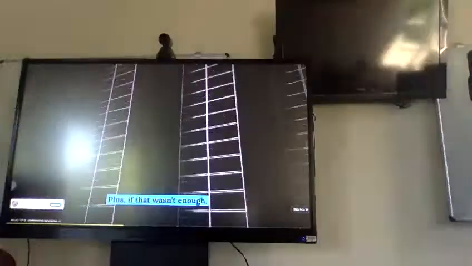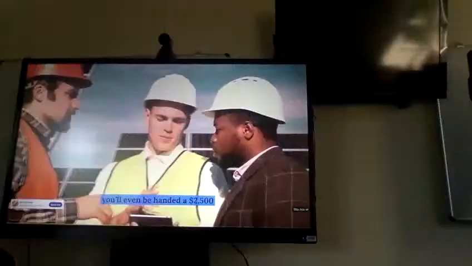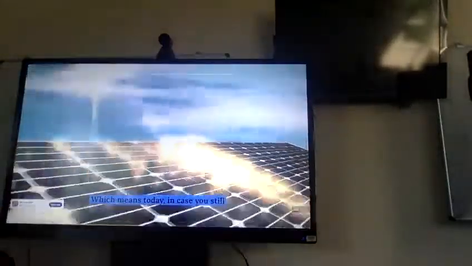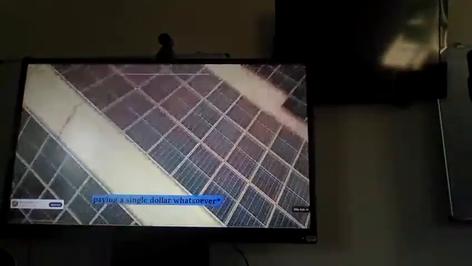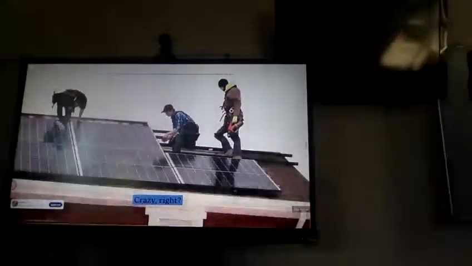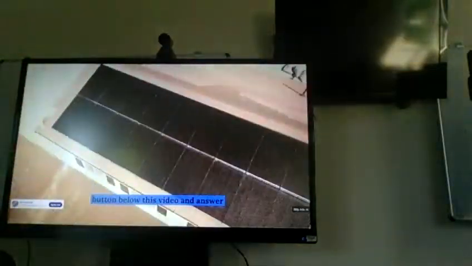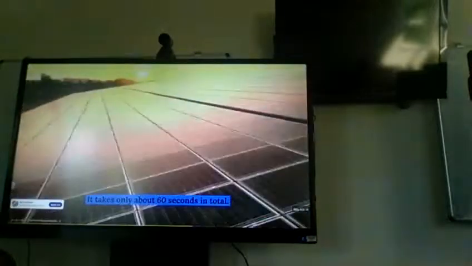Plus, if that wasn't enough, you'll even be handed a $2,500 stimulus check on top of that, which means today, in case you still haven't gone solar, you can get solar panels installed on your house without paying a single dollar whatsoever. And of course, $2,500 for being generous enough to accept that offer. Crazy, right? And all you need to do to apply is take a short survey by clicking the button below this video and answer a few questions to see if you qualify. It takes only about 60 seconds.